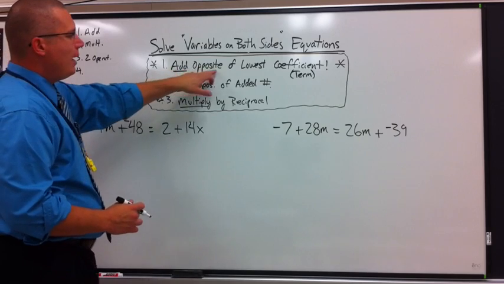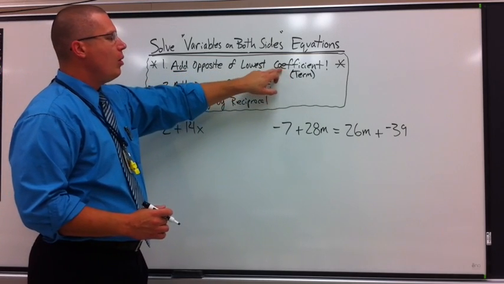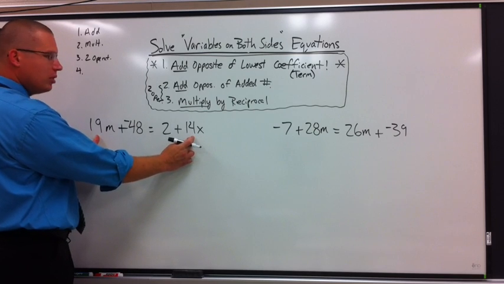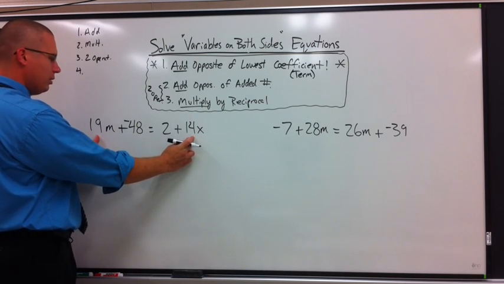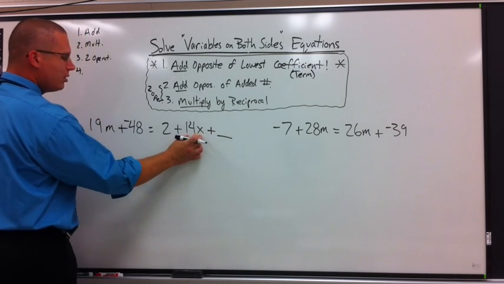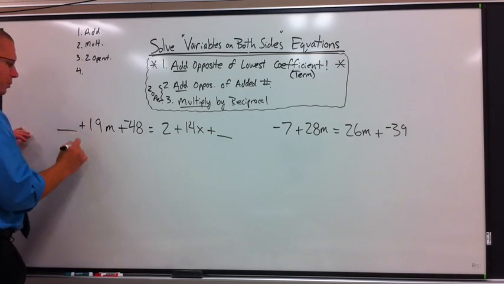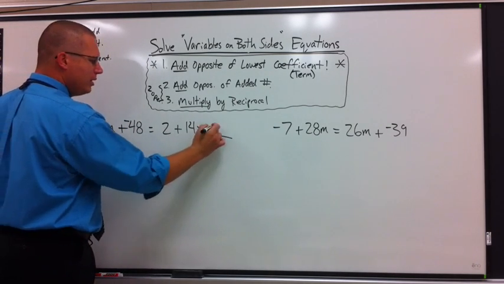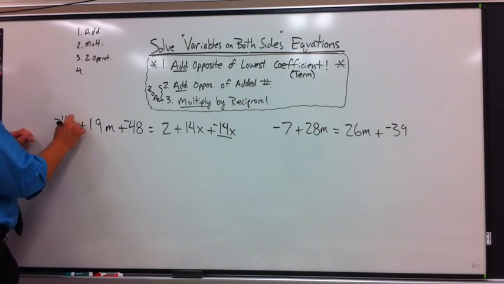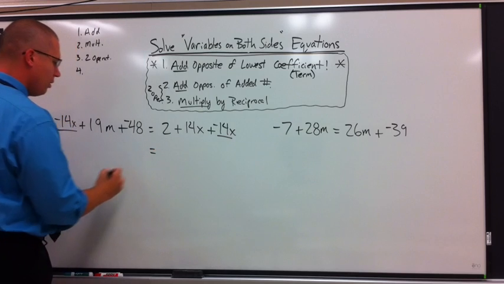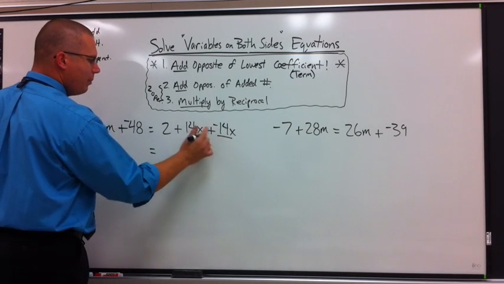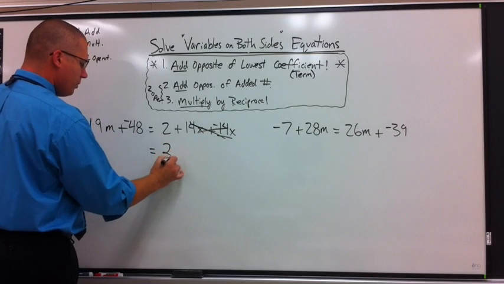So my first step says add the opposite of the lowest coefficient term. I have a 19 and a 14. Which is the lowest, 19 or 14? This is the lowest. So I need to add the opposite of this term to both sides. Opposite of 14x is negative 14x. Add it to that side, add it to this side. On the right hand side, 14x and its opposite go to 0. I'm left with a 2.